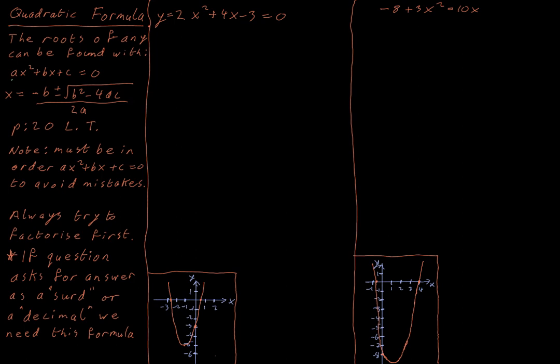A is the coefficient of the x squared term. It's the number in front of the x squared term. B is the coefficient of the x term. It's here and here. And c is the constant, the term that doesn't involve x. And it goes here.